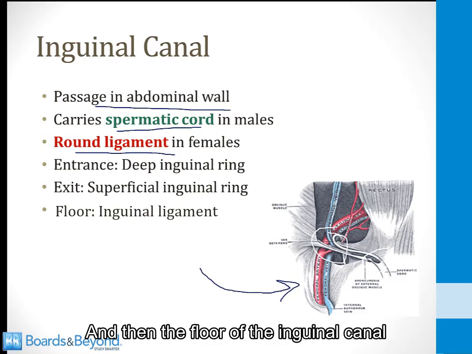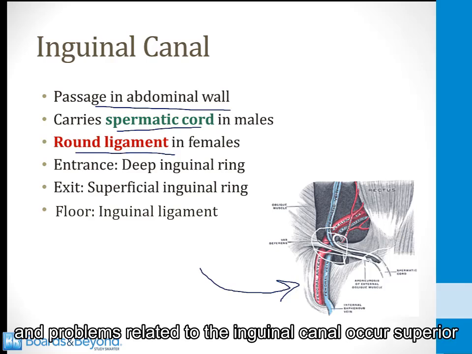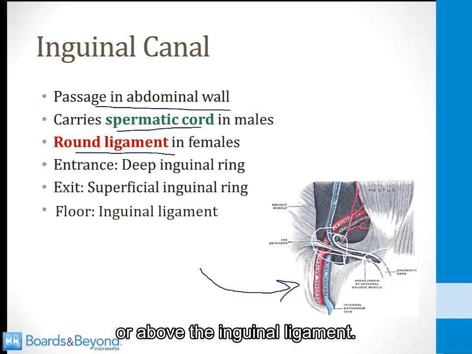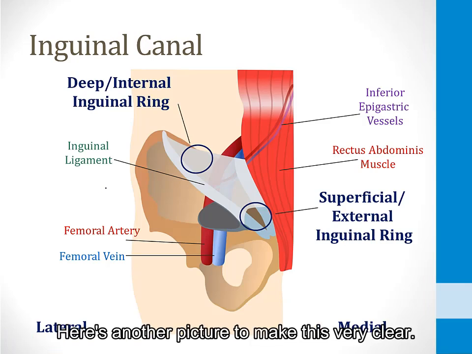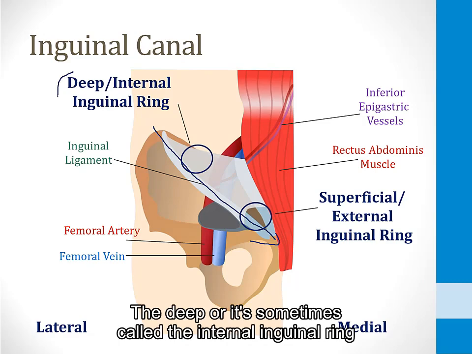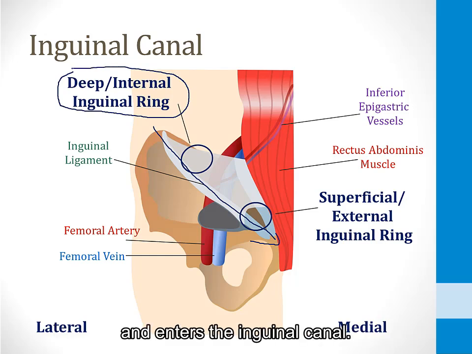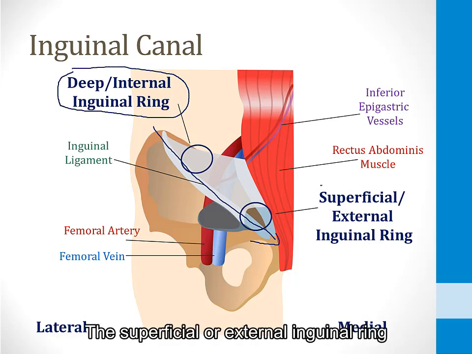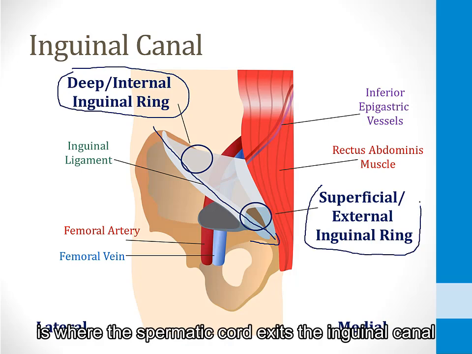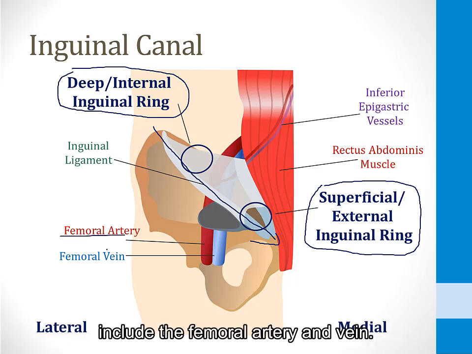And then the floor of the inguinal canal is the inguinal ligament, and if you know that, it's an easy way to remind you that all inguinal hernias and problems related to the inguinal canal occur superior or above the inguinal ligament. Here's another picture to make this very clear. This is the inguinal ligament shown here. The deep, or sometimes called the internal inguinal ring, is where the spermatic cord exits the abdomen and enters the inguinal canal. The superficial or external inguinal ring is where the spermatic cord exits the inguinal canal to head towards the scrotum. Some other structures shown in this picture include the femoral artery and vein.